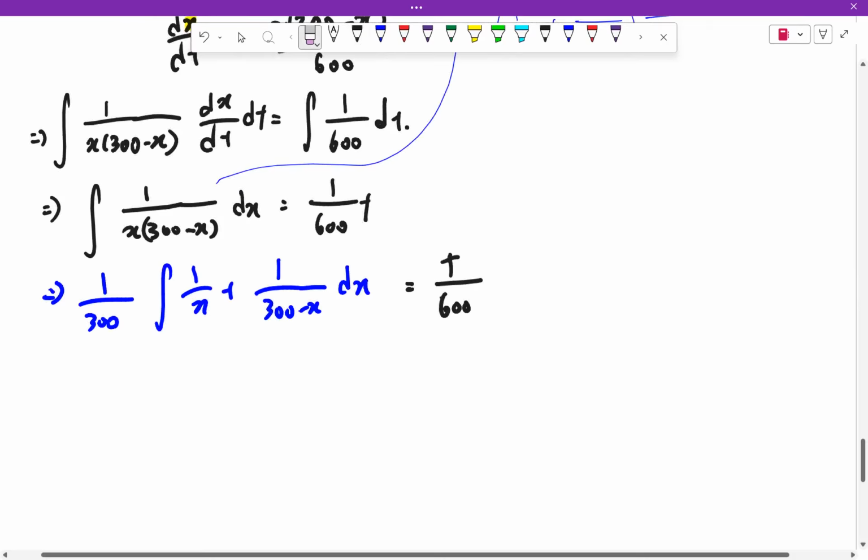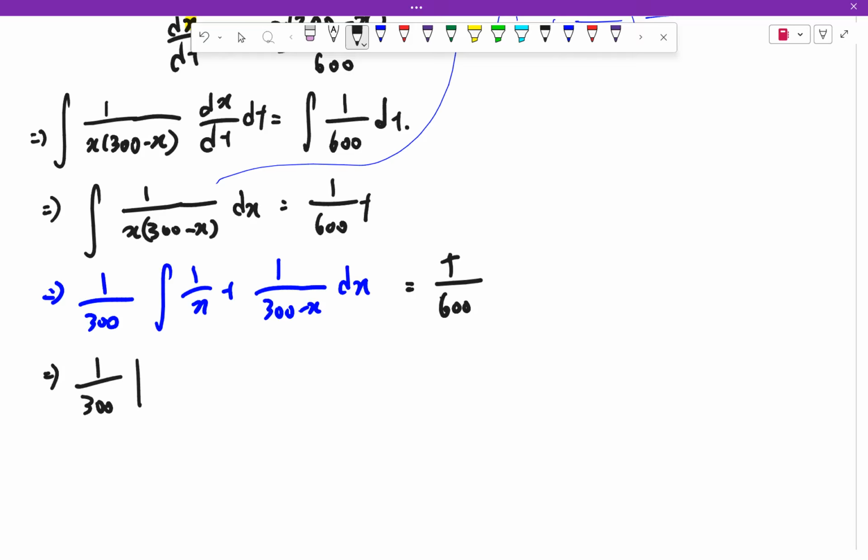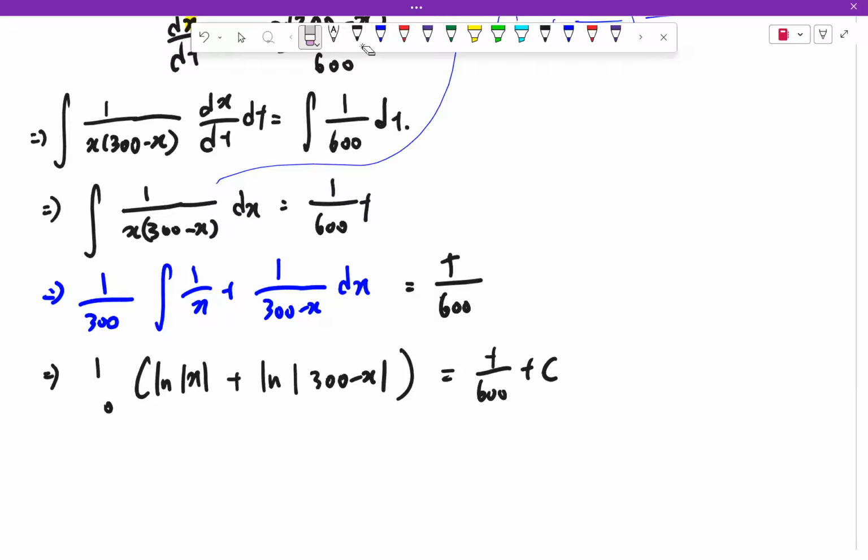Okay, so let's do the integral. It will become ln of x plus ln of 300 minus x bracket equals to t over 600 plus a c. Of course, if you like, you can just multiply 300 on both sides, so this becomes 2, and this would just stay as c if you like.